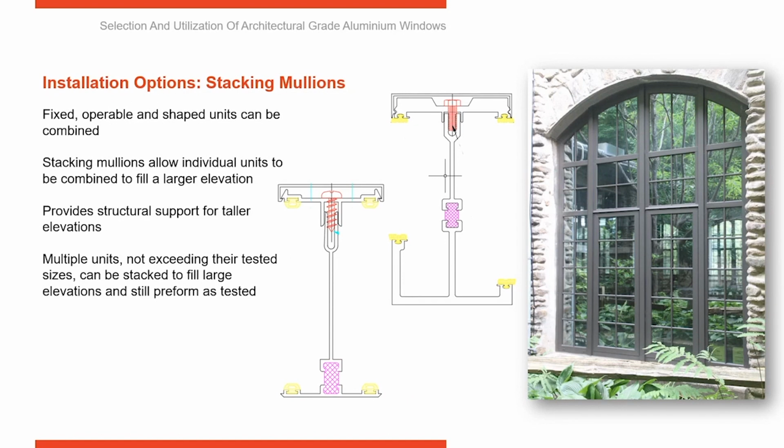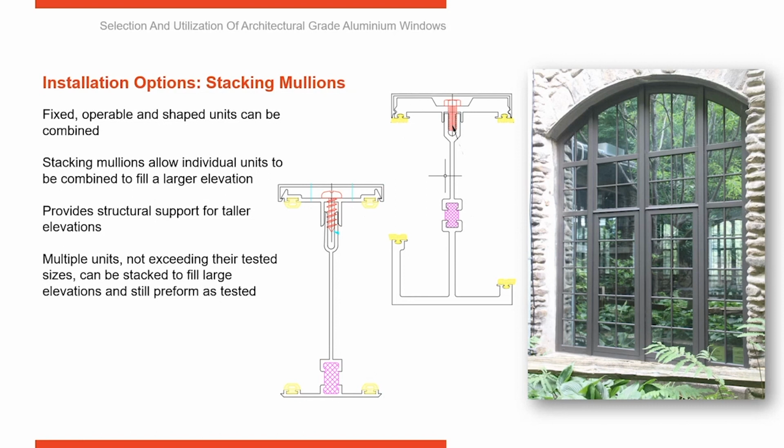I showed you this picture earlier, but I wanted to return to it because casement windows are a single frame with a single sash set within it. So if you want to have multiple units, how do you put them all together? That's where stacking mullions come in. So what you're looking at here is details of stacking mullions.